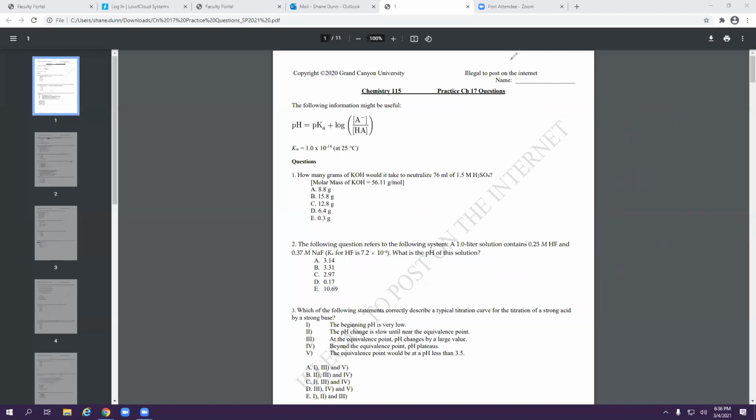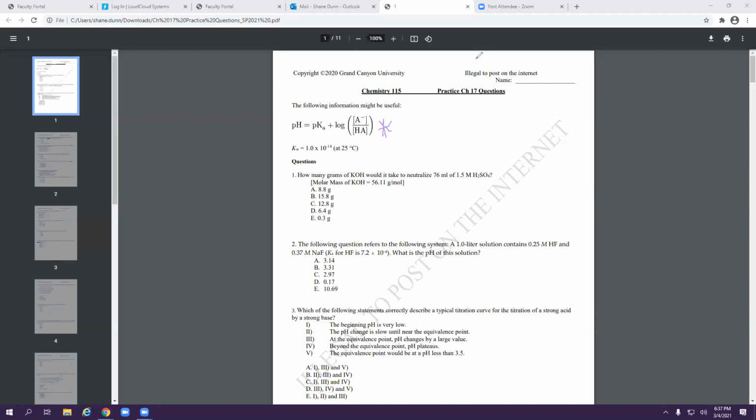Now, we got to talk about this thing right here. Who was at class today or this week? Have you guys talked about this equation yet? What's the equation called? Henderson-Hasselbalch equation. Welcome to your new best friend. This is how you find the pH of buffers.